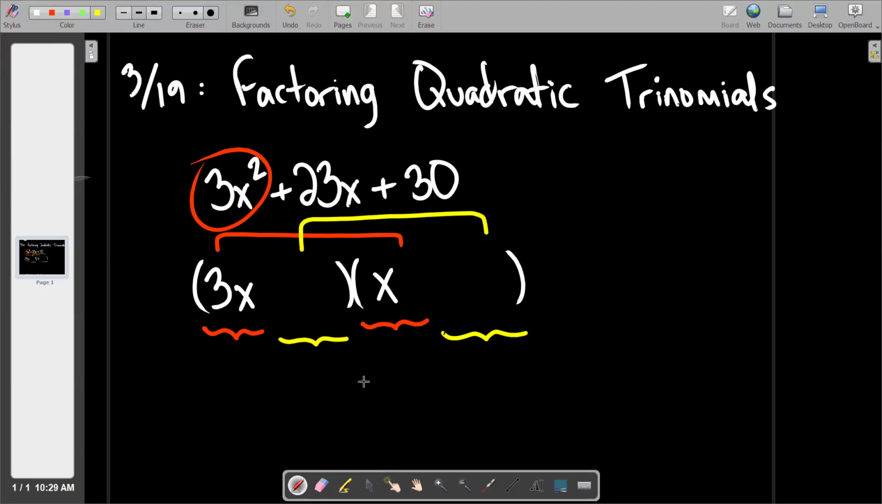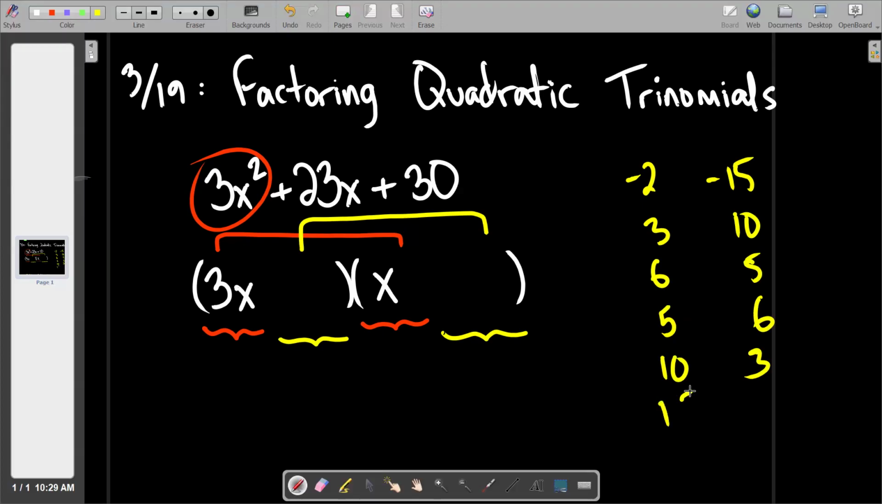You ready? I could put -2 and -15. Do those multiply to make 30? I could put 3 and 10. Does that work? Yeah. Heck, I could put 6 and 5, or 5 and 6. I could put 10 and 3, 15 and 2, 2 and 15, 30 and 1, -1 and -30. You should argue with me if you want to, but I'm claiming that every one of those combinations of yellow numbers would multiply to make 30, correct?